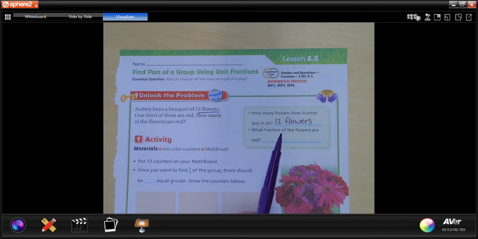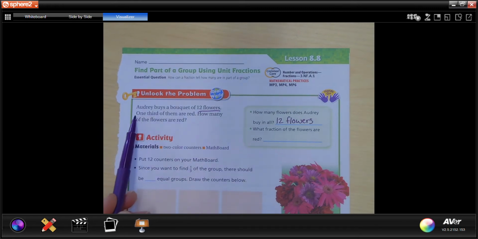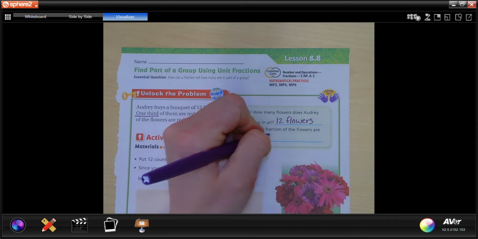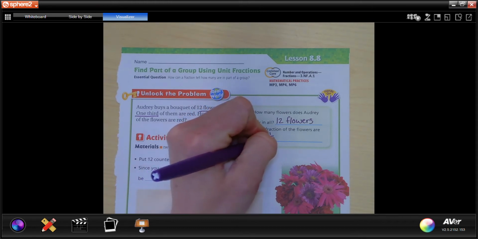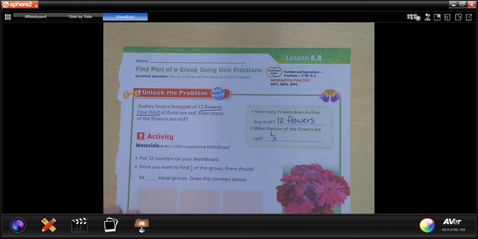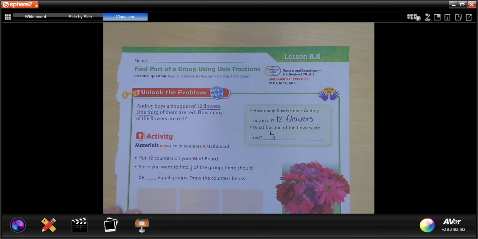What fraction of the flowers are red? 1/3 of them are red. 1/3 are red. Activity. Materials. We'll need counters and a math board. If you don't have those, you may want to pause it and get them now.